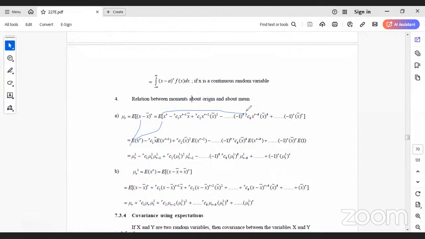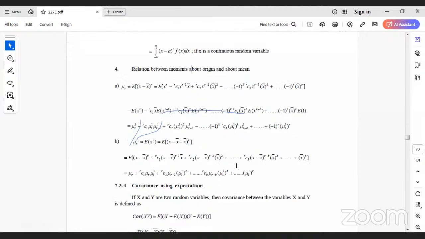Therefore mu r dash is: rC1 mu r minus 1 dash mu 1 dash, plus rC2 mu r minus 2 dash mu 1 dash whole square, and so on, minus 1 whole power k rCk mu r minus k dash mu 1 dash whole power k, minus 1 whole power r mu 1 dash whole power r. Here mu 1 dash is E of x, and E of x power r is E of (x minus x bar plus x bar) whole power r.